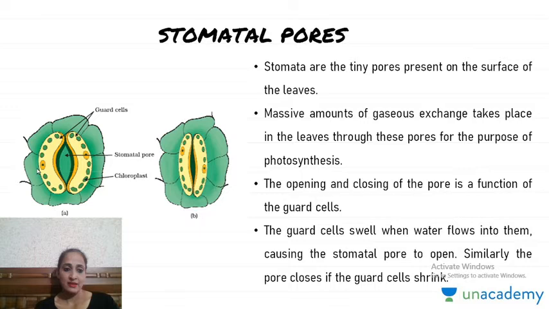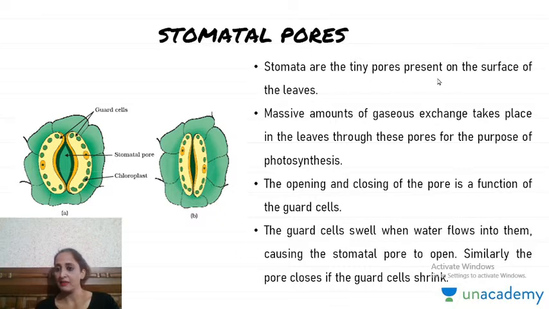And when these pores are closed, there is no further exchange of gases or water. So these guard cells guard the opening and closing of the stomatal pores. This is the basic structure of how stomata, the pores, look on green leaves, or on the leaves of a plant. Let's go through this slide.